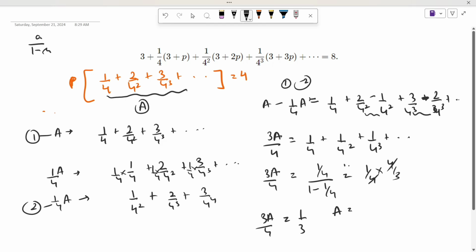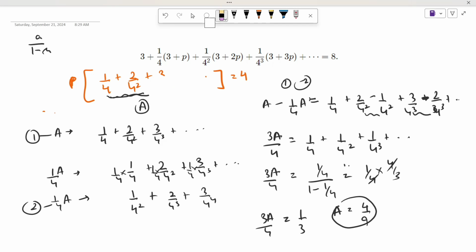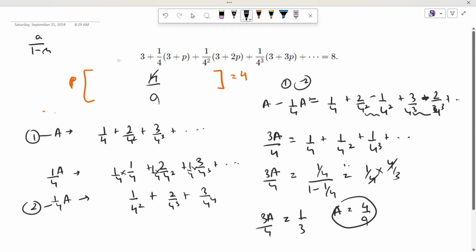So the value of A comes out to be 4 upon 9. This is A. That means the value of this expression, the value of A is 4 upon 9. So we can write this, we'll just erase this down. Now we can write the value of A, that is 4 upon 9. 4 and 4 get cancelled. So the value of p is nothing but 9. So this was the answer for this question.